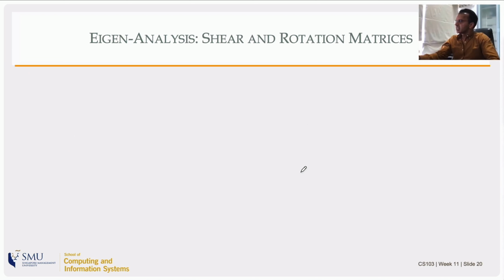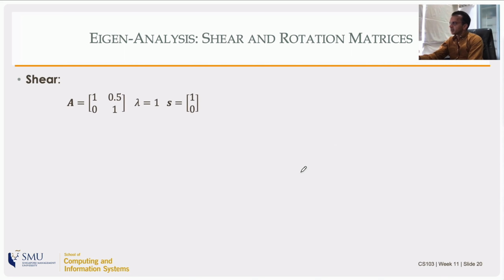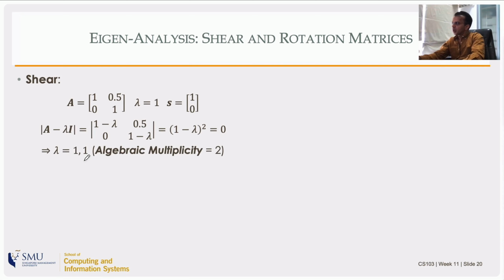Now, the shear and rotation matrices, let's take a look at those. The shear matrix was that, and if I do A minus lambda I to get the characteristic polynomial, what I get on the diagonal is 1 minus lambda, 1 minus lambda, and (1 minus lambda) squared is equal to 0, because (1 minus lambda) times (1 minus lambda) minus 0 times 0.5, that is the determinant. So I get lambda equal to 1 and 1, similar to the projection matrix that we looked at, with an algebraic multiplicity of 2. So that doesn't bother us much.